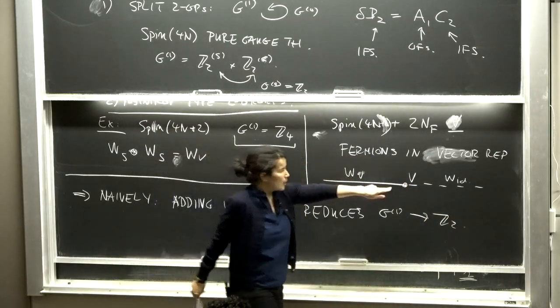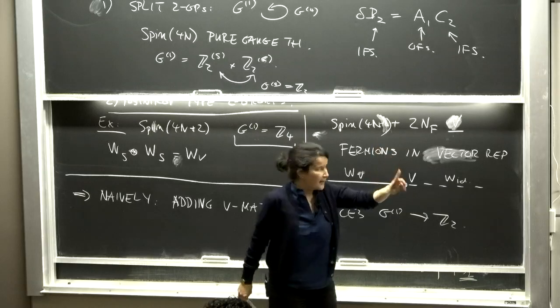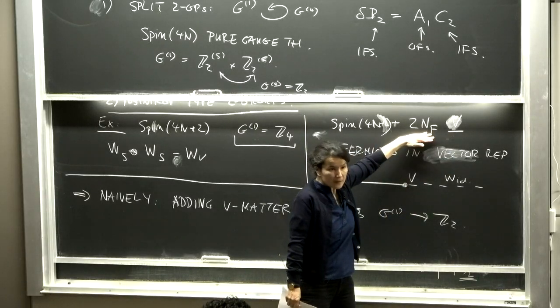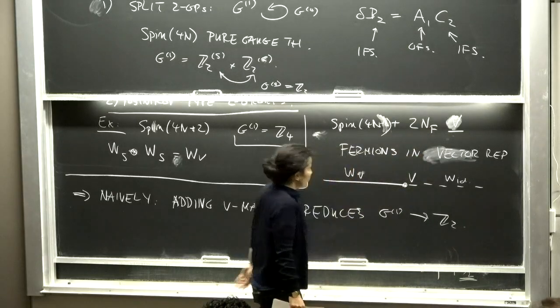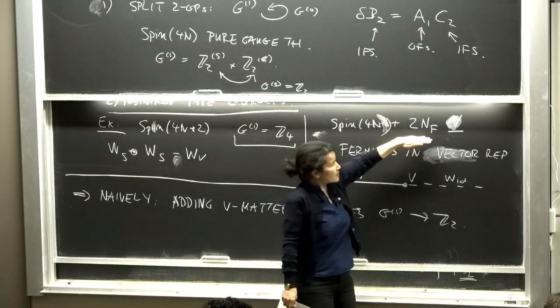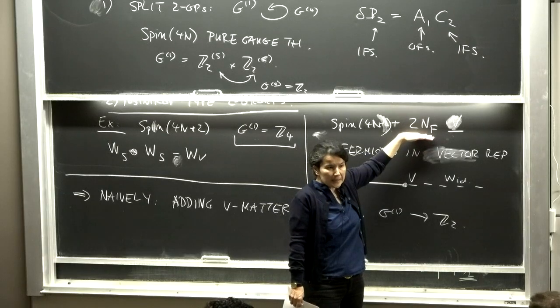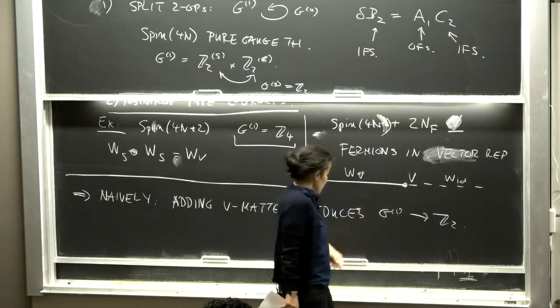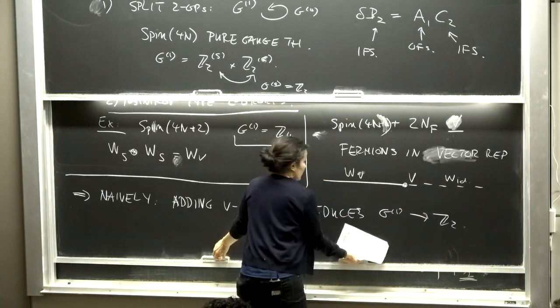However, I didn't just add one copy of the vector. I added sort of 2NF. So I have, in addition to this one-form symmetry, now also a non-trivial flavor symmetry group that acts on this 2NF. And so now I need to actually revisit whether this is really all there's going on. And this is where the two groups come into this.